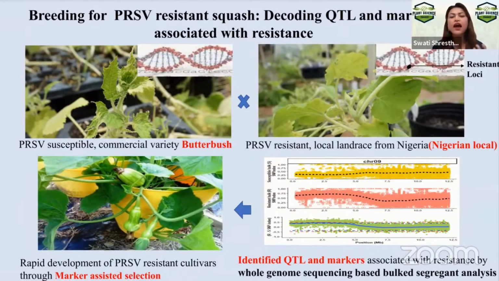Through my research, I have been trying to identify QTL associated with PRSV resistance in squash by using a whole genome sequencing-based bulk segregant analysis technique called QTL-seq. In fact, by using this method, I have already identified a QTL associated with PRSV resistance in squash in chromosome 9, as can be seen in the bottom right figure of your screen. After QTL identification, I have also developed molecular markers tightly linked to PRSV resistance from this QTL region.